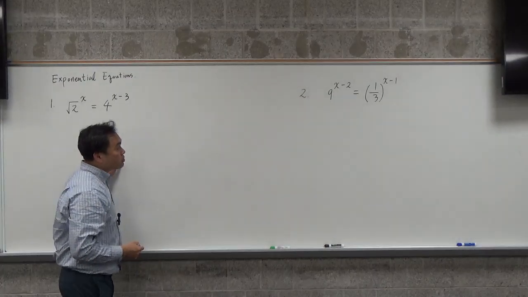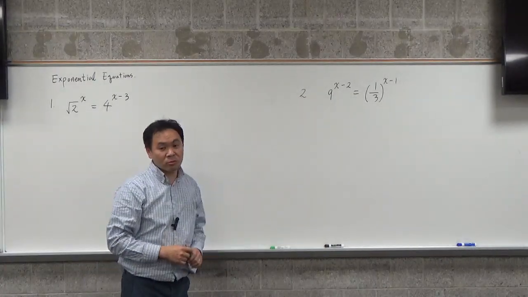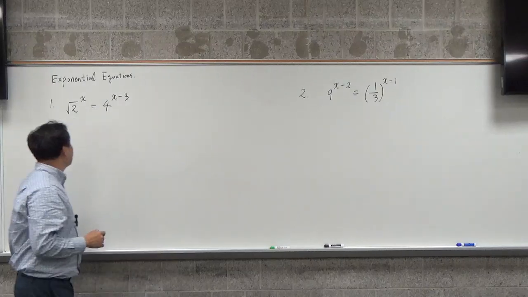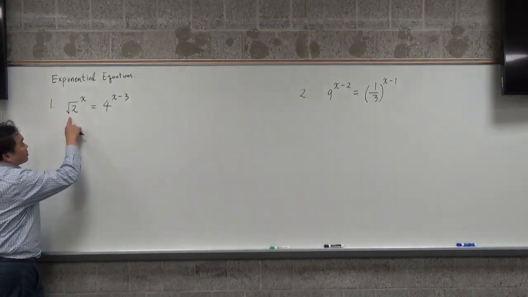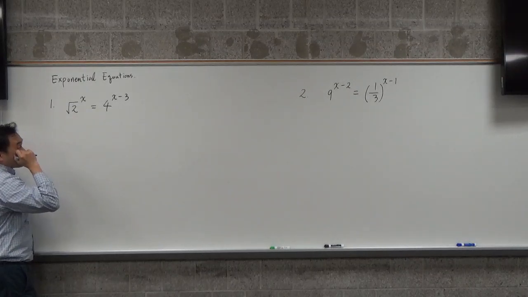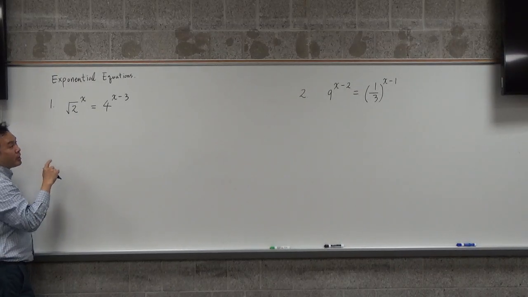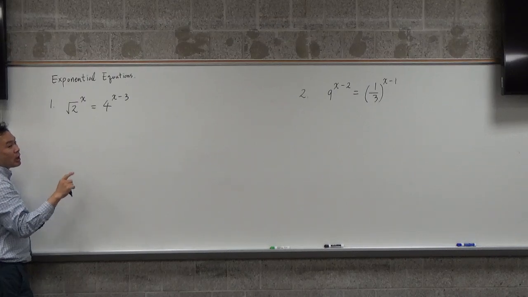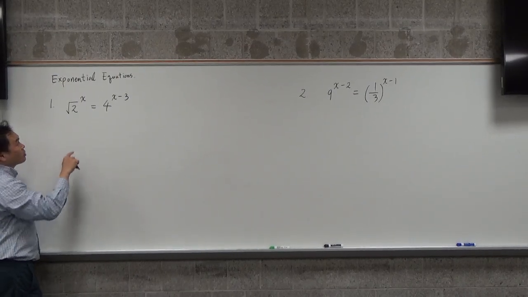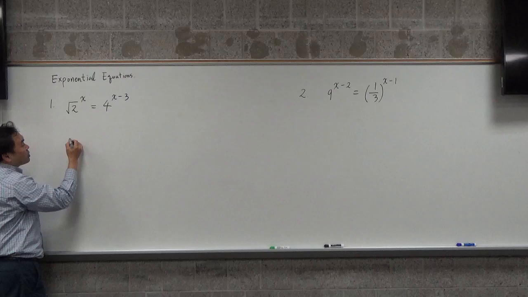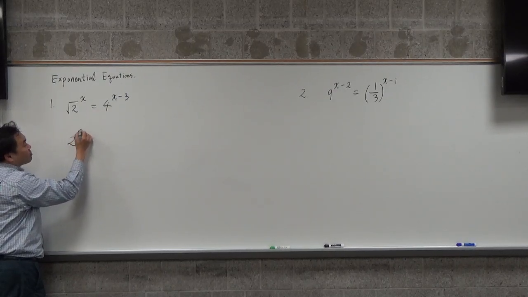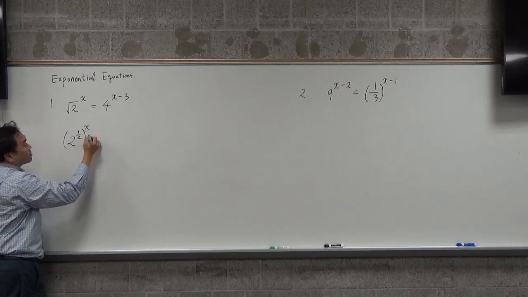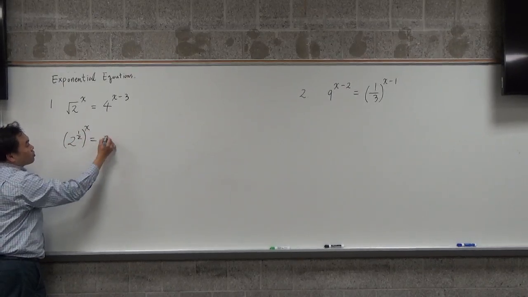Let me solve one question, and I'll give you time to try the second one. Okay, for an exponential equation, the key is to make everything a power of the same number. So here you have 2, you rewrite square root of 2 as 2 to the 1/2 power of x, and 4 is 2 squared, right?